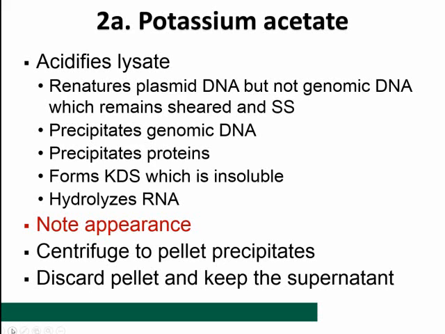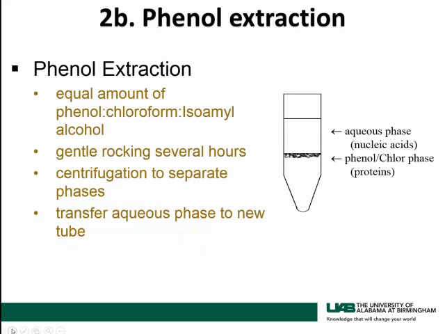If you use a microcentrifuge tube, you centrifuge it for a few minutes at 13,000 times G. That's the maximum. Then you discard the pellet, and the supernatant that's been neutralized is used for the next step. The next step is called phenol extraction.